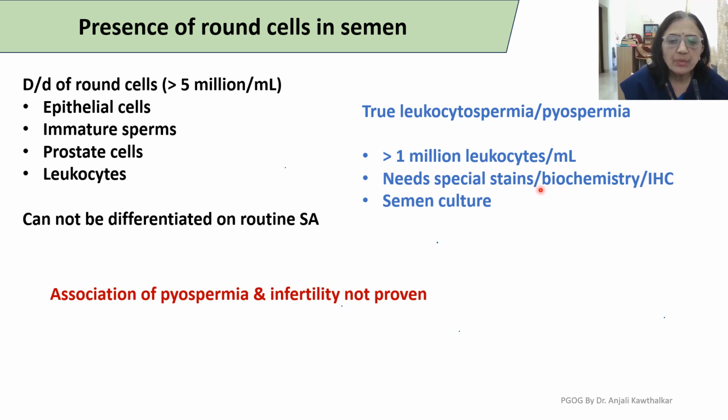By doing this further testing on the semen analysis, we can differentiate between leukocytes and these other cells, especially the immature sperms, prostate cells, and epithelial cells. And if there is a presence of pyospermia, it is an indication to proceed with semen culture. But the association of pyospermia and infertility is not proven beyond doubt, which is an important concept. Whether pyospermia truly contributes to infertility is doubtful.